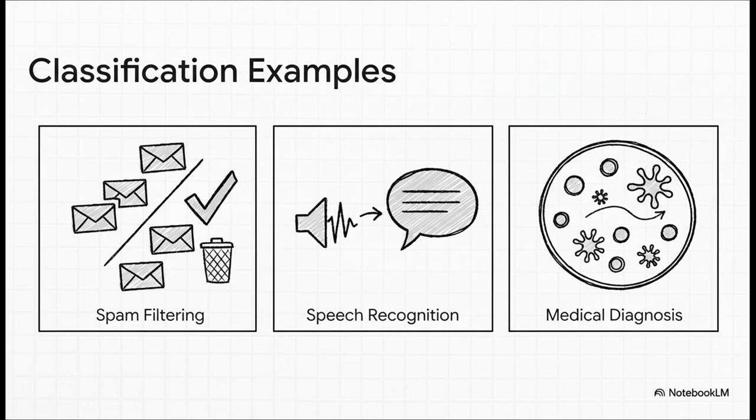And you see this working all around you every single day. Is this email spam or not spam? Your inbox is doing that constantly. Does this picture have a cat in it or a dog? That's classification. Is a customer going to click on this ad? That simple yes-no prediction is worth billions. These models are always running behind the scenes.